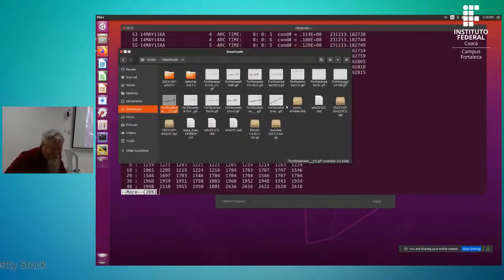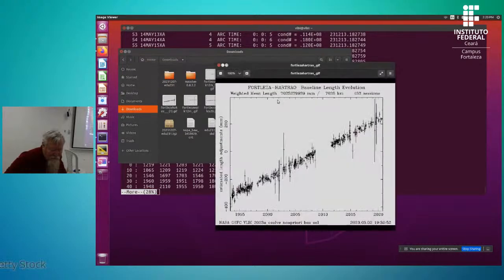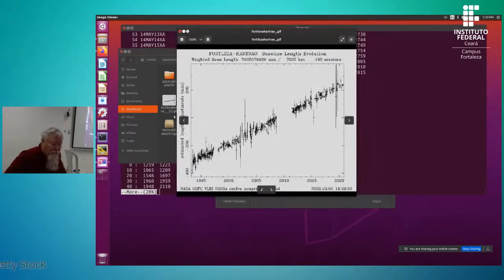So that's, let's see. Here is Fortaleza to Park Real. And Park Real is this other station that we observed last week. So this is one of the partners in this thing. So probably what we should do is investigate these sessions here where there's outliers. Maybe there's something wrong with the session or something like that.